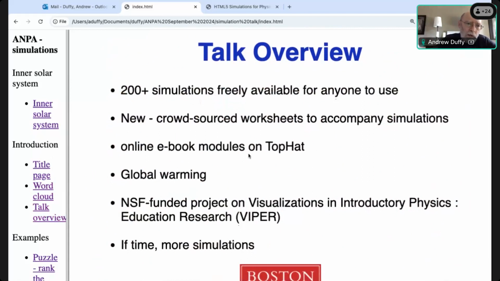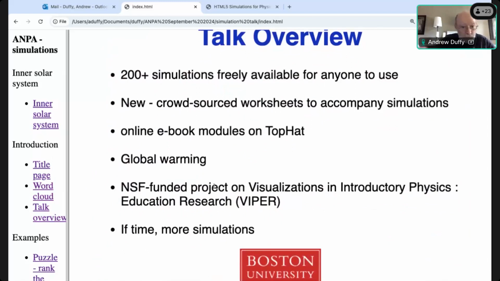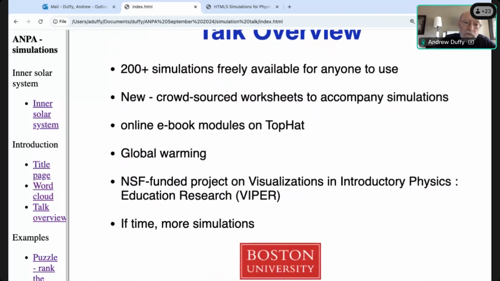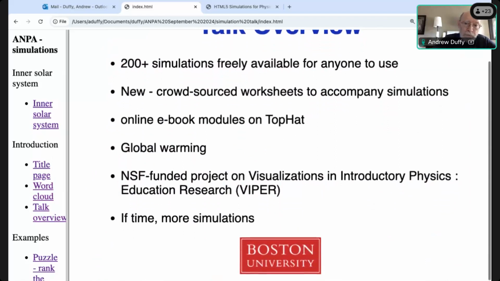We use something called Top Hat in our course, and we have a whole ebook in there. The students don't buy a book anymore. They just pay a little bit extra on Top Hat to look at our ebook, and the simulations are included in that, so it's very interactive. We can focus a little bit on global warming and the simulations I have for that. And then if we have time, we can talk about our research project, which we call VIPER, Visualizations in Introductory Physics Education Research. And we're on our second 3-year grant from the NSF for that. And I am at Boston University down here.